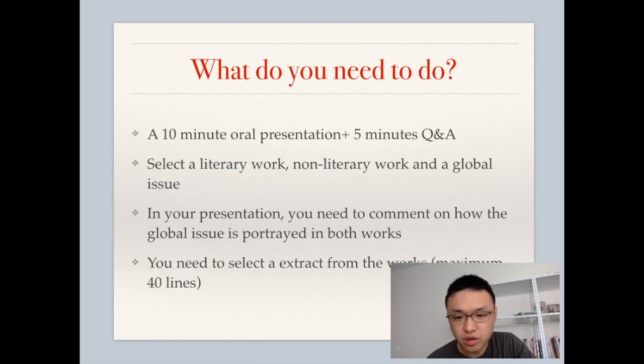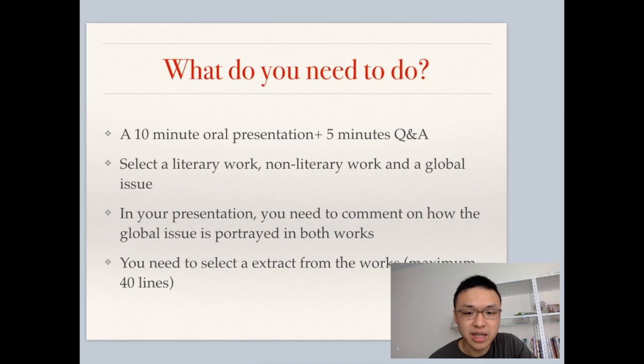So what do you need to do for your IO? First of all, the IO is a 10-minute oral presentation. It's going to be one-on-one between you and your teacher. Your classmates won't be watching. Then you have 5 minutes of Q&A. So what is this oral presentation about? First step, you need to select a literary work, a non-literary work, and a global issue. We'll go into more details later.